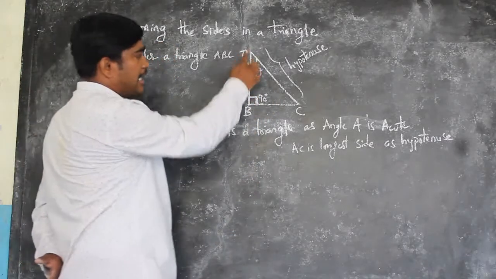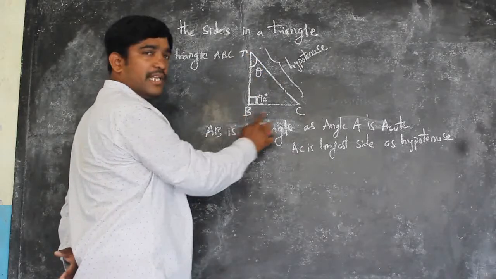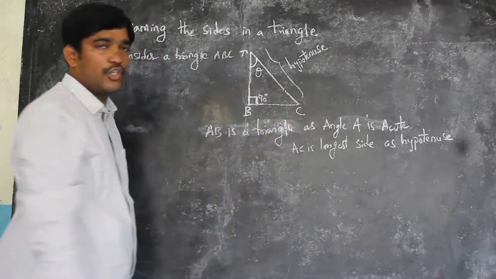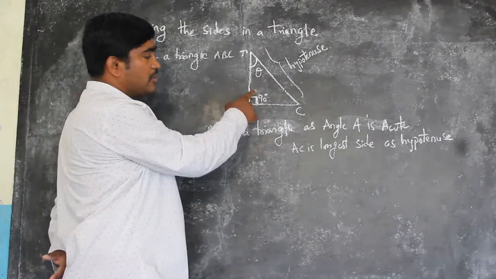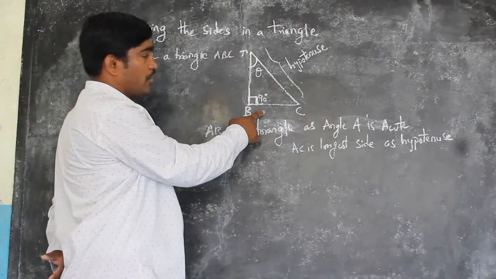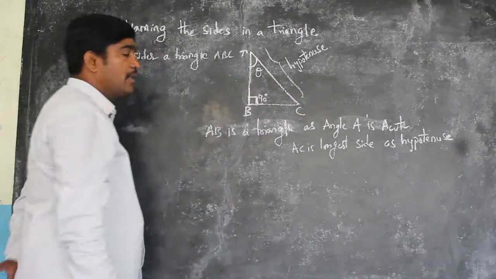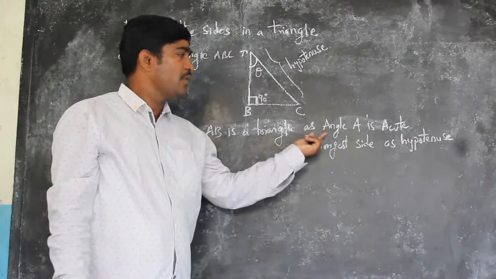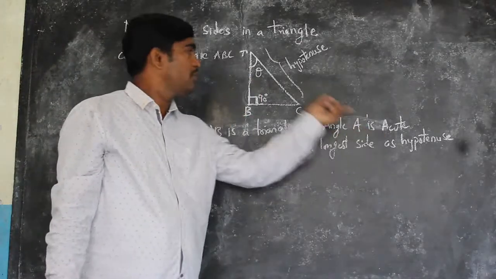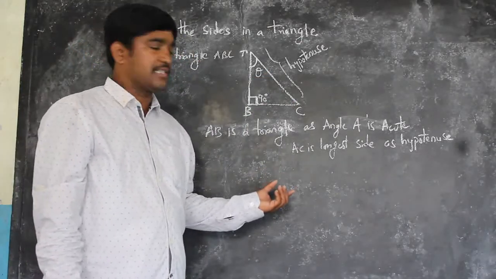We know that a triangle has 180 degrees, so angle A plus angle B plus angle C is equal to 180 degrees. Since it is perpendicular, the 90 degrees has been taken out. What is the remaining? Angle A and angle C. For such a case, we say ABC is a triangle where angle A is acute. You know what an acute angle and an obtuse angle are, you have learned in previous classes.